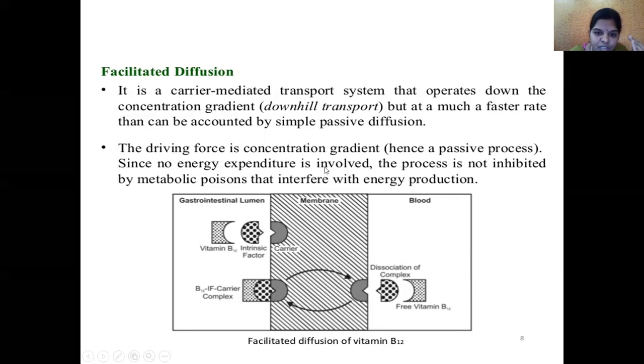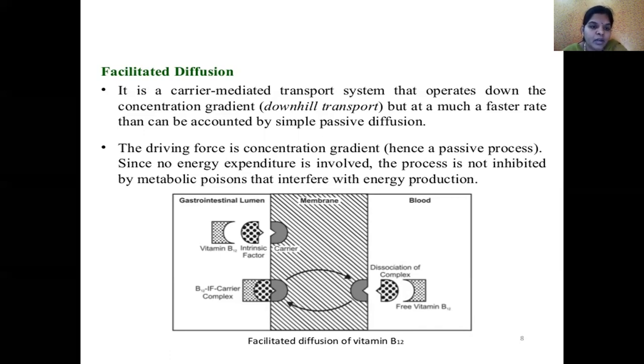The driving force is the concentration gradient, hence a passive force, so no energy expenditure is involved. The process is not inhibited by metabolic poisons that interfere with energy production. They explained it with the example of vitamin B12. What do you mean by vitamin B12? It is the cyanocobalamin vitamin.